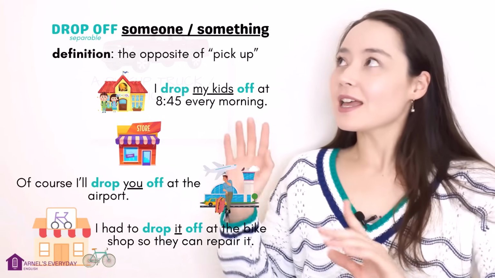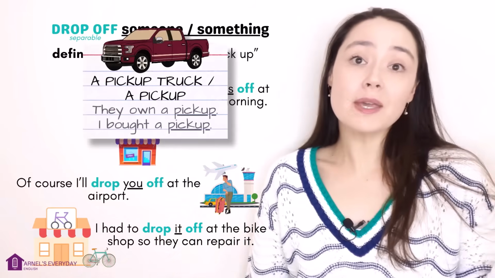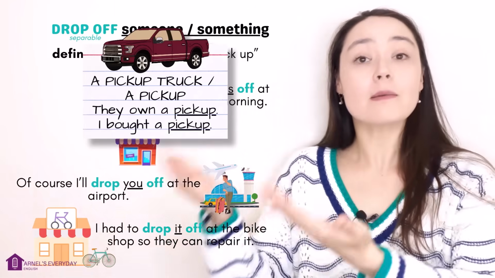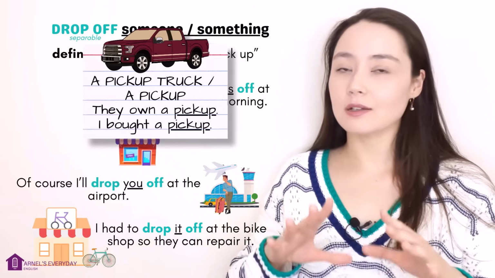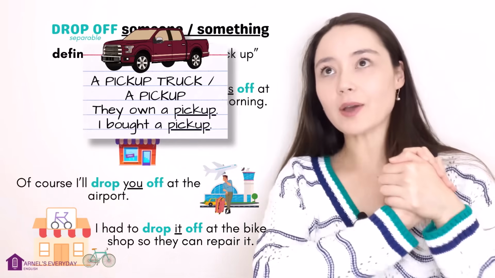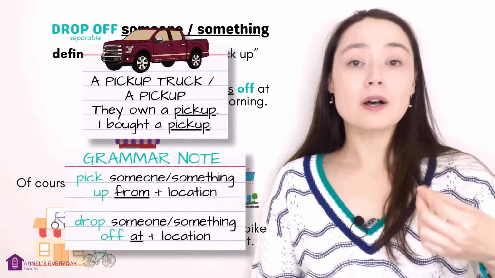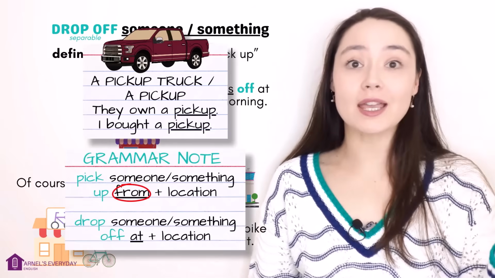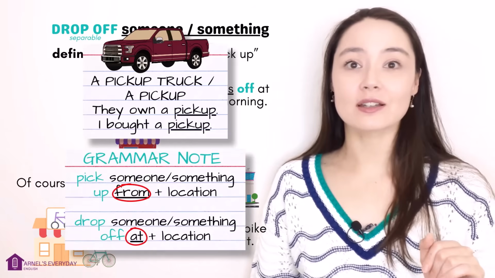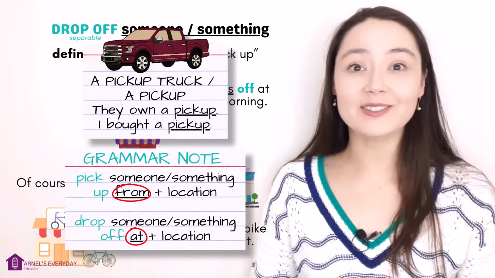Mini little note, this type of truck is called a pickup truck, a pickup. They own a pickup. I bought a pickup. So you can think about a pickup truck when you think about picking things up. You know, you can pick up a lot in a pickup truck. Okay, mini grammar point. We pick someone or something up from a location, but we drop someone or something off at a location. It's those little details, those little prepositions that can really help elevate your level.